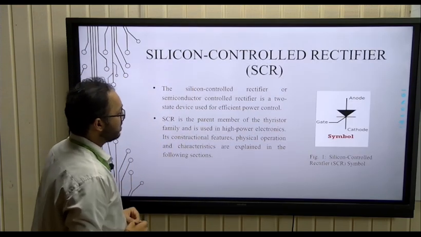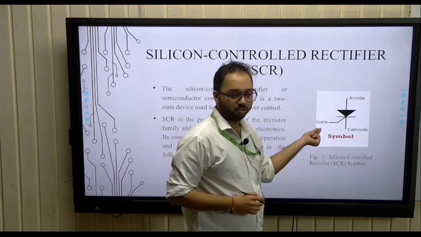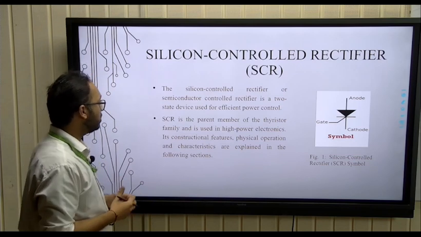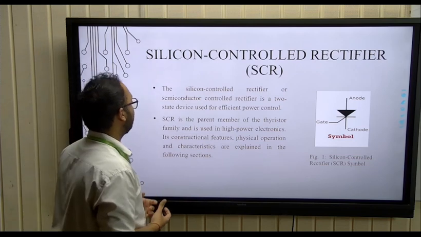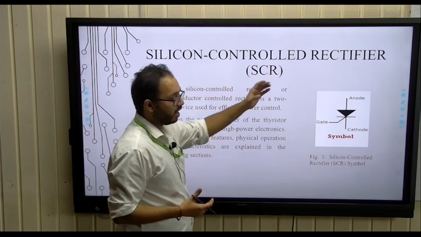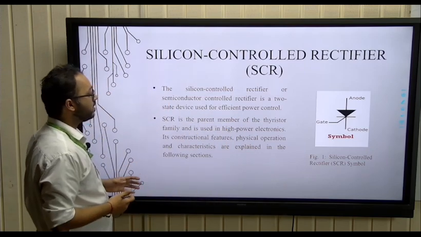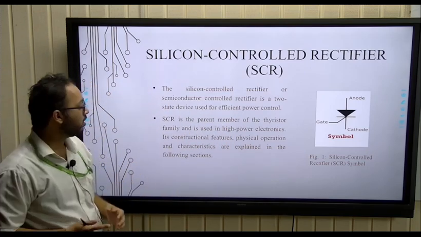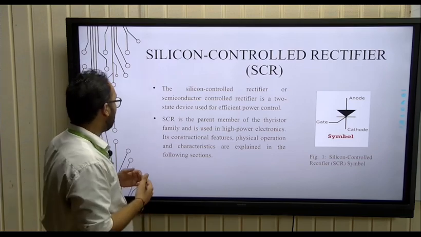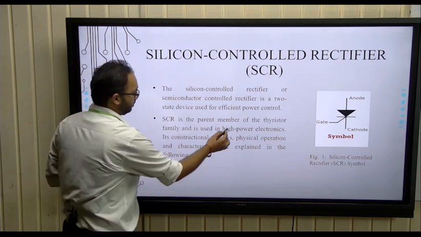With the SCR, this is the symbol. This is just like the diode, but having one gate also. Okay, the silicon controlled rectifier or semiconductor controlled rectifier is a two-state device, that is, it is either on or it remains in the off state. Okay, and the SCR is the primary or parent member of the thyristor family and is used in high power electronics, and its construction features, everything, is available in the next section.